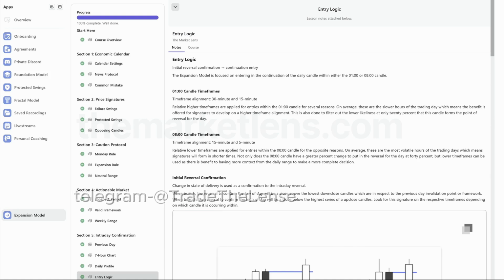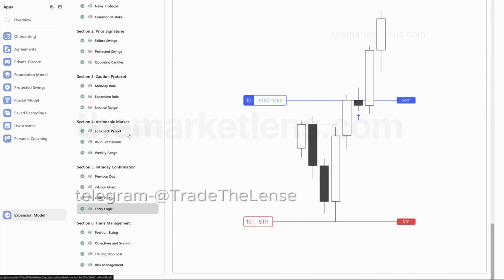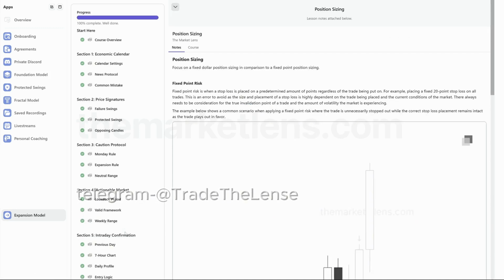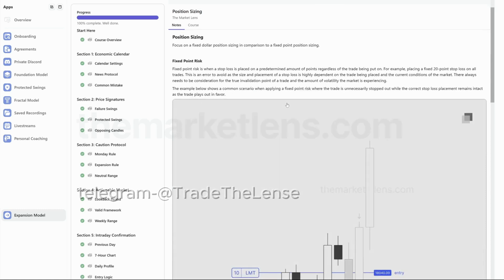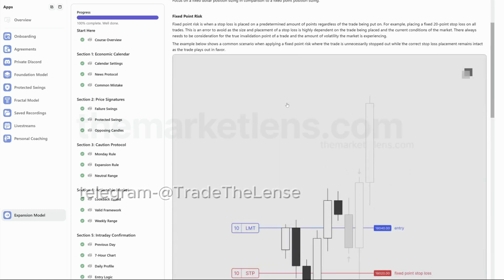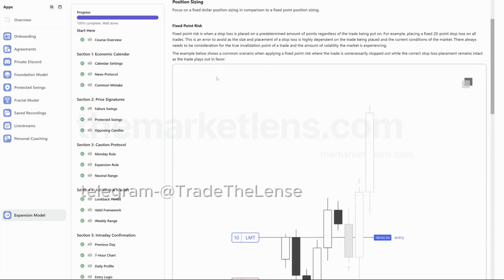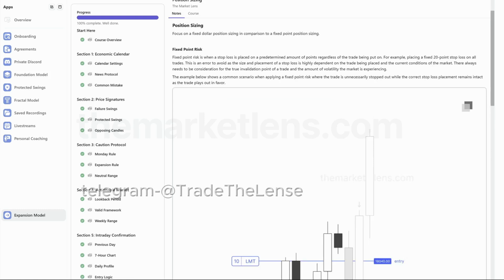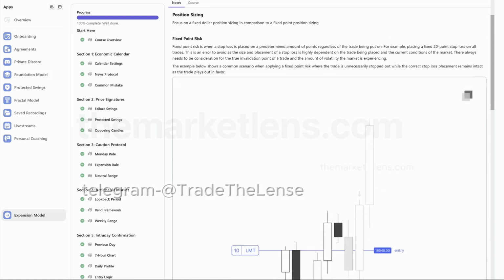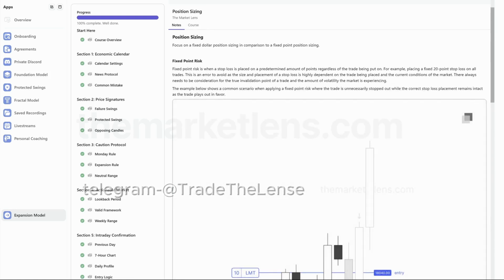And the last section here, you go through all those steps. This is just your trade management. These here were in the foundation model, focusing on fixed dollar risk. Fixed point risk is what we don't want to do, meaning you take an entry on a trade and it doesn't matter what type of setup it is. You're not adjusting to the volatility. You just take 30-point stop losses on all your trades.